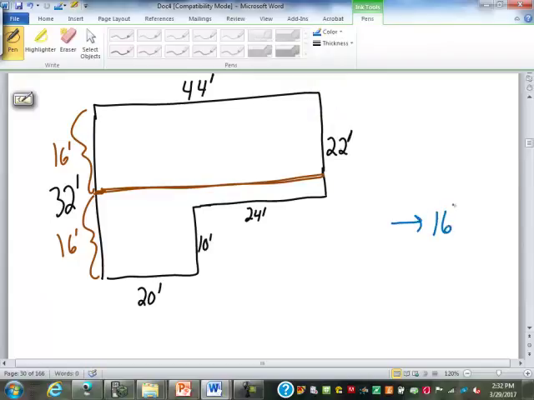So I will tell you this much. You're going to need 16-foot joists, and you are going to need 6-foot joists. I want you to figure out how many 16-foot joists we're going to need and how many 6-foot joists we're going to need. So take a second and see what you can come up with there.